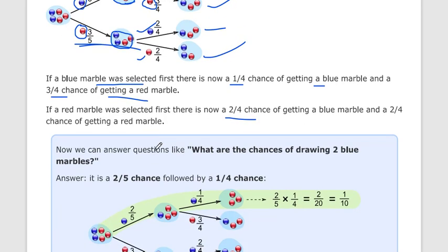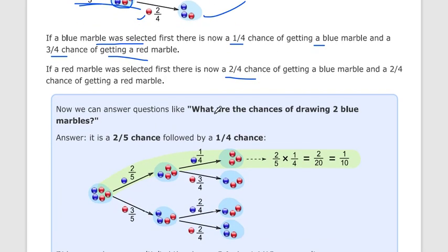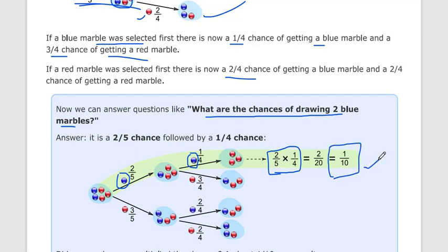Now for our previous question, what are the chances of drawing two blue marbles? Here the first is a blue marble and the second is also a blue marble. So there is a 2 by 5 chance in the first draw, followed by a 1 by 4 chance. We just have to multiply 2 by 5 into 1 by 4, which gives 1 by 10. So this is a dependent event. Simple.